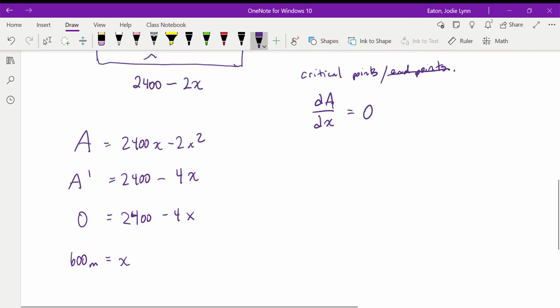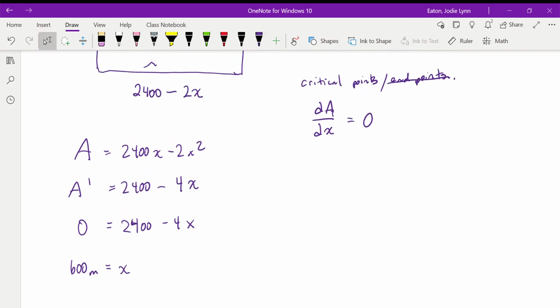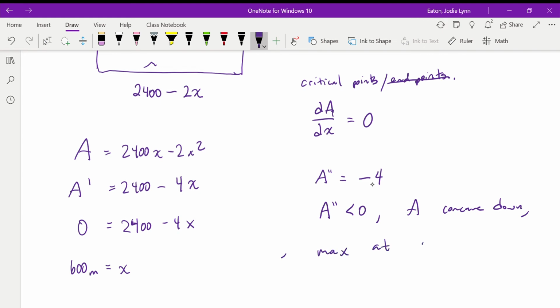Let's just check to make sure this actually is a local maximum. A double prime is going to be -4, because we have 2400 minus 4x, so the derivative is -4. So A double prime is less than 0. That means A is concave down, and so we have a max at x equals 600 meters.